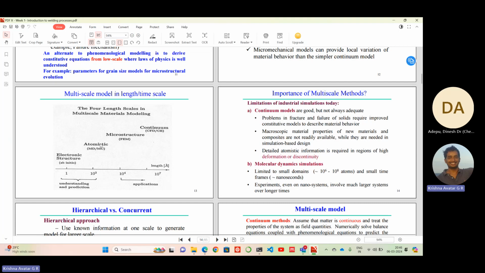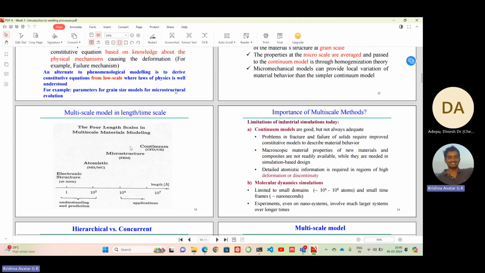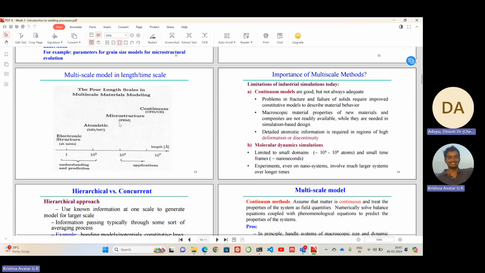Then at higher levels we have atomistic models, then microstructure FEM based models, and then continuum CFD slash computational engineering based approaches. I don't know why he wrote microstructure as FEM and continuum as CFD, because FEM can also do continuum. FEM also assumes it to be continuum, no? If I'm not wrong. Something like computational engineering, we'll see properly.